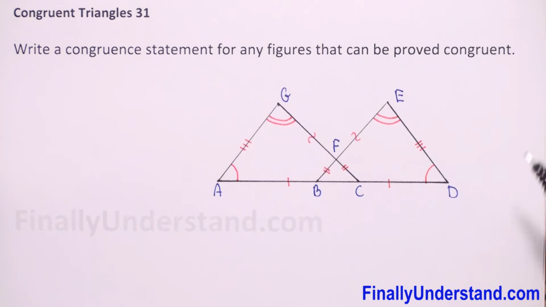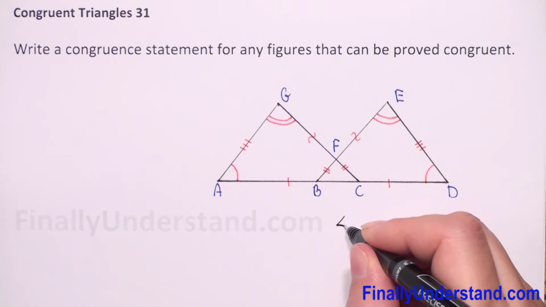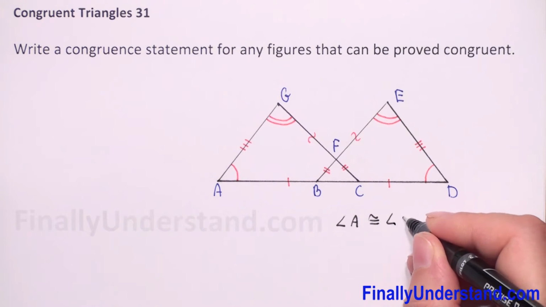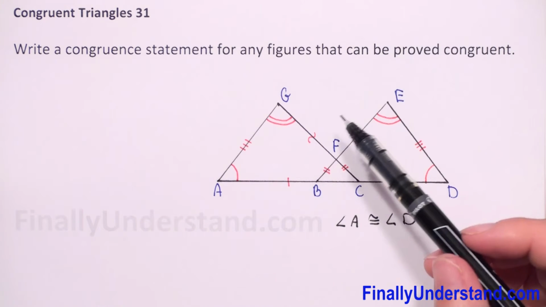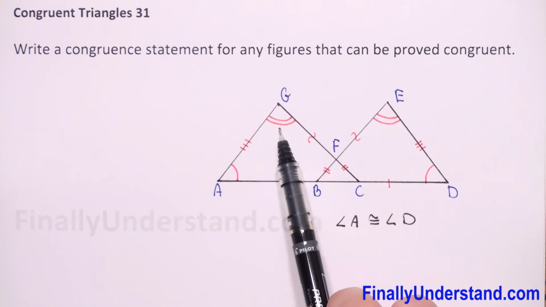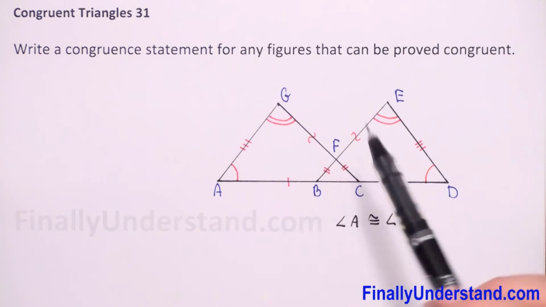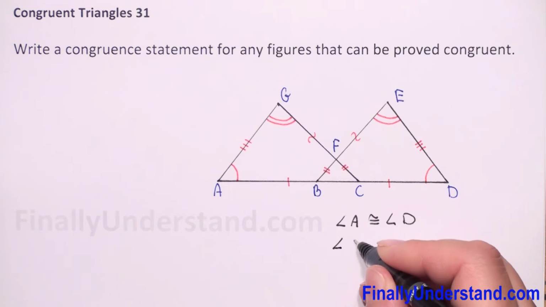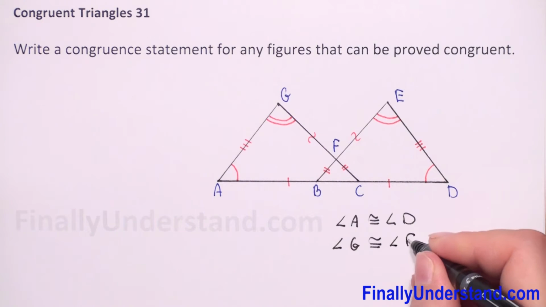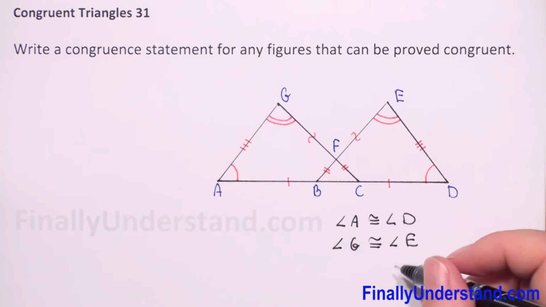What we have here? We see that angle A is the same like angle D. So we can write that angle A is congruent to angle D. What else? We have that angle G and E are the same. So we can write that angle G and angle E are congruent. What else?